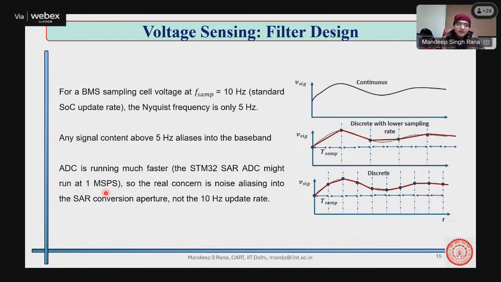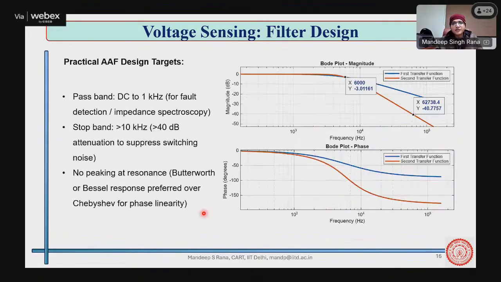Truth is, we can have ADCs running at something like 1 mega samples per second. And actually, this 10 hertz or 20 hertz update is not being taken in practical scenarios. In practical scenarios, you need to have much faster sampling, something in the kilohertz range. So generally, this is the scheme. So we would have sampling somewhere at 1 kilohertz. For example, we are reading the signals at 1 kilohertz.